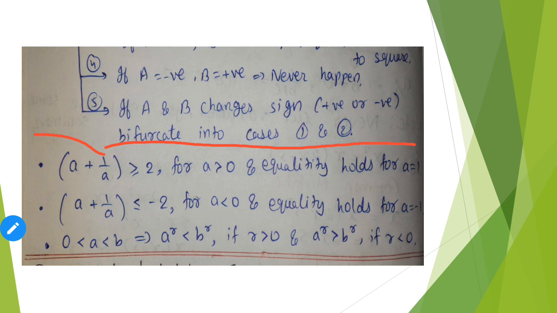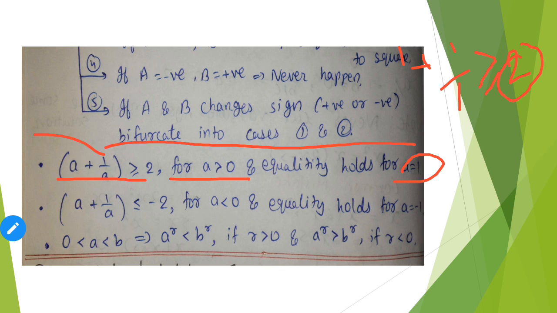If it is a plus 1 upon a, we can write a plus 1 upon a is greater than or equal to 2 for a greater than 0. The inequality holds for a equal to 1. When a is equal to 1, if you substitute, we get 1 plus 1 upon 1, which is greater than or equal to 2. If you increase the value of a, it will increase. So the minimum value will be 2.